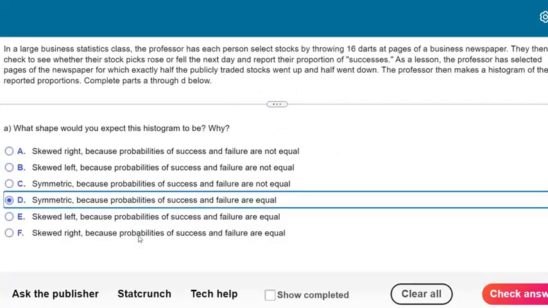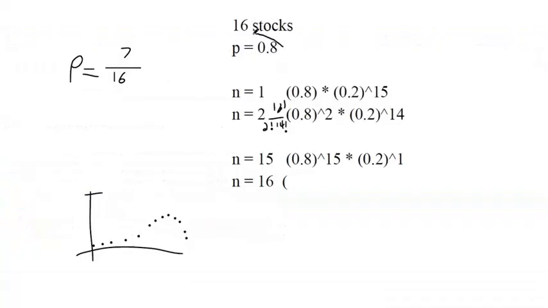This one is symmetric because we're assuming half go up and half go down. That means the probability of success isn't 0.8, the probability of success is 0.5. So for that really unlikely scenario that you get every stock wrong, that's a low probability. And the really unlikely scenario that you get every stock correct, that's also a really low probability. But then the probability goes up the closer you get to the 50-50 mark, right? So it would be centered right here at 8 successes. If you have 8 successes, that's the highest chance of happening with a 50-50 stock choice. So that's why this one is symmetric.